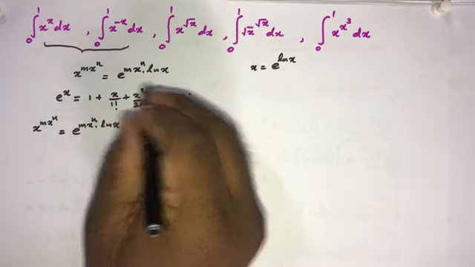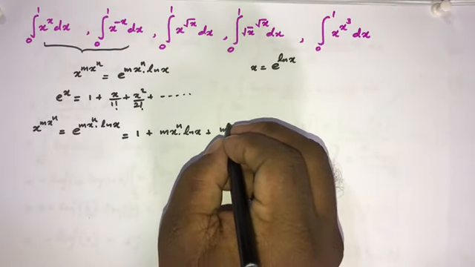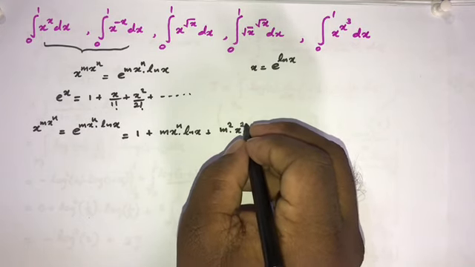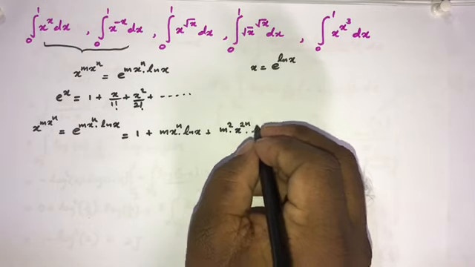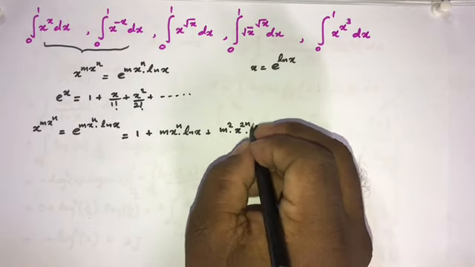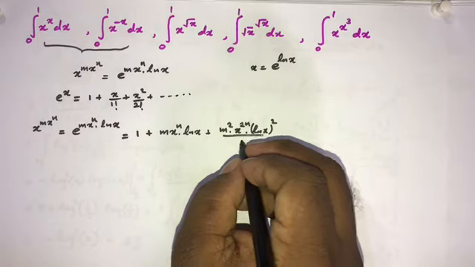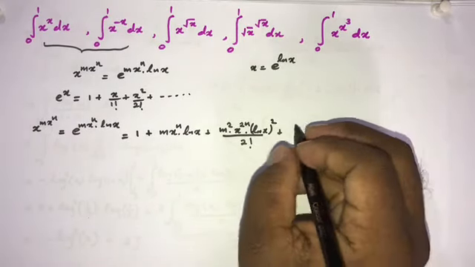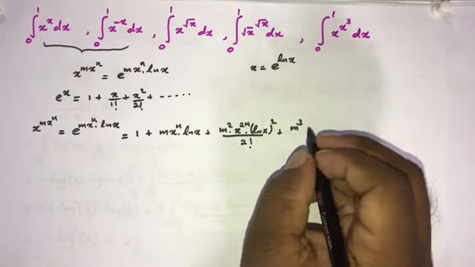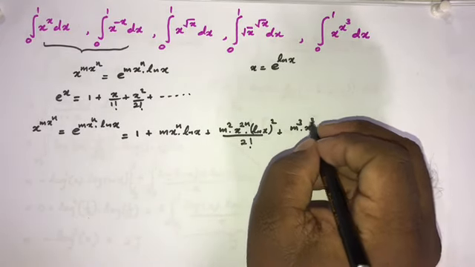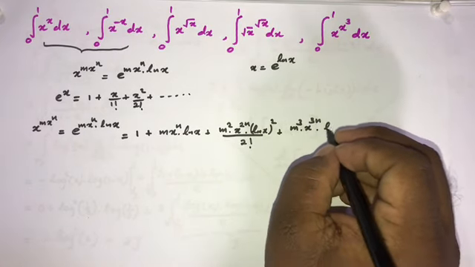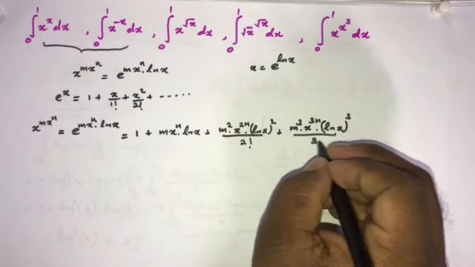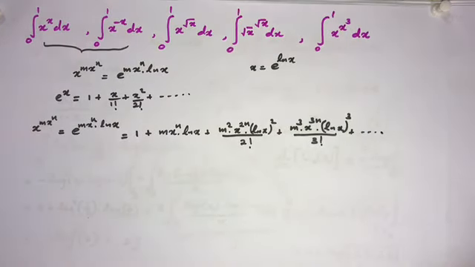plus m squared x to the 2n times natural log of x squared over 2 factorial, plus the next term m raised to the 3 power x raised to the 3n natural log of x raised to the 3 power over 3 factorial, plus and so on.